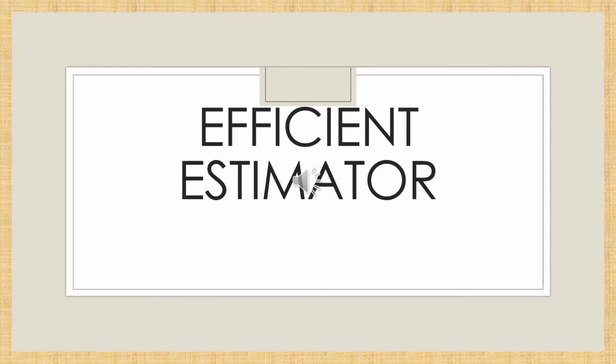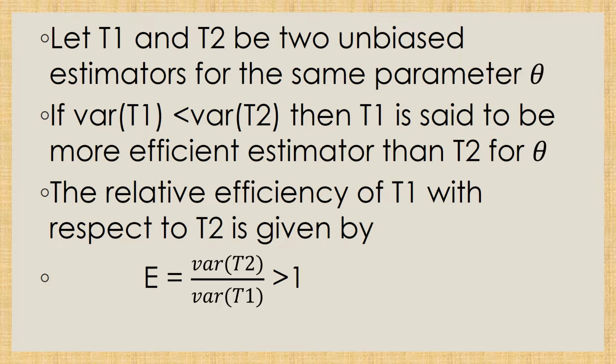In the previous coverage, we covered unbiased estimators and looked at what an unbiased estimator stands for. So today we want to look at efficient estimators. Let T1 and T2 be two unbiased estimators for the same parameter theta. If the variance of T1 is less than the variance of T2, then T1 is said to be a more efficient estimator than T2 for theta. The relative efficiency of T1 with respect to T2 is given by E equals the variance of T2 over the variance of T1, which should be greater than 1.